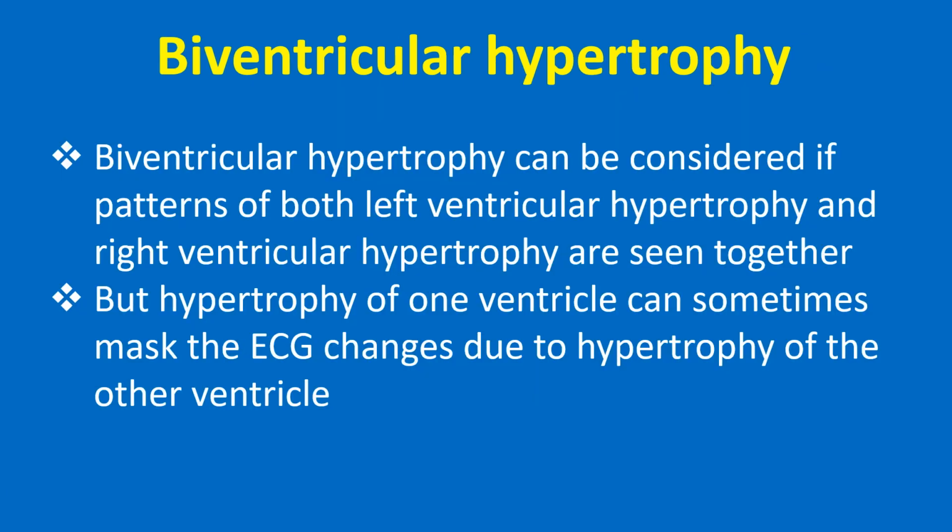Biventricular hypertrophy can be considered if patterns of both left ventricular hypertrophy and right ventricular hypertrophy are seen together.